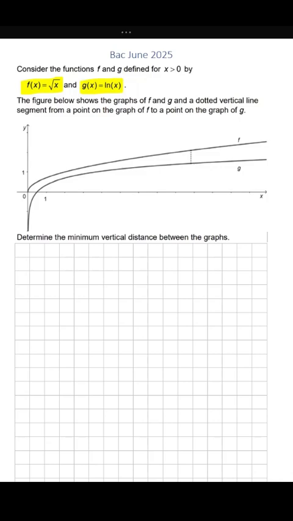So now, here's the thing, right? We're looking for a minimum. Wherever I see the word minimum, as soon as I see that word, I'm going to go, okay, I'm definitely going to be differentiating here, right? If I'm looking for a minimum, I'm looking for the derivative equal to 0. So that's the first thing.